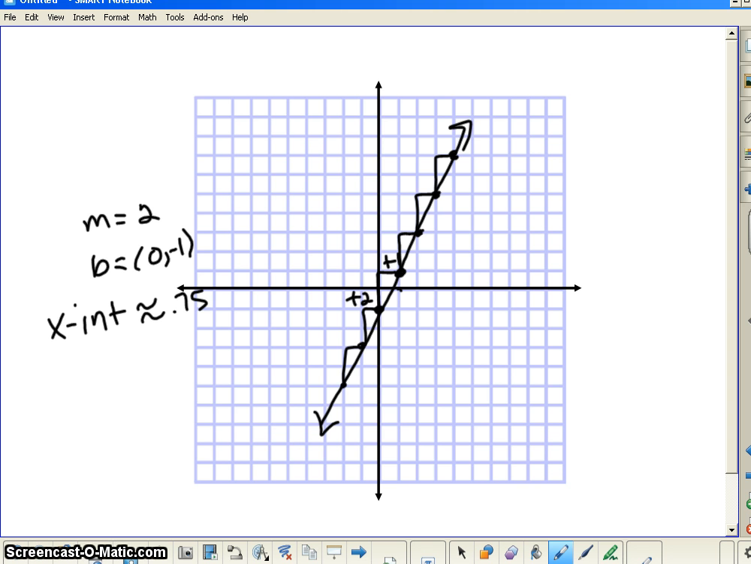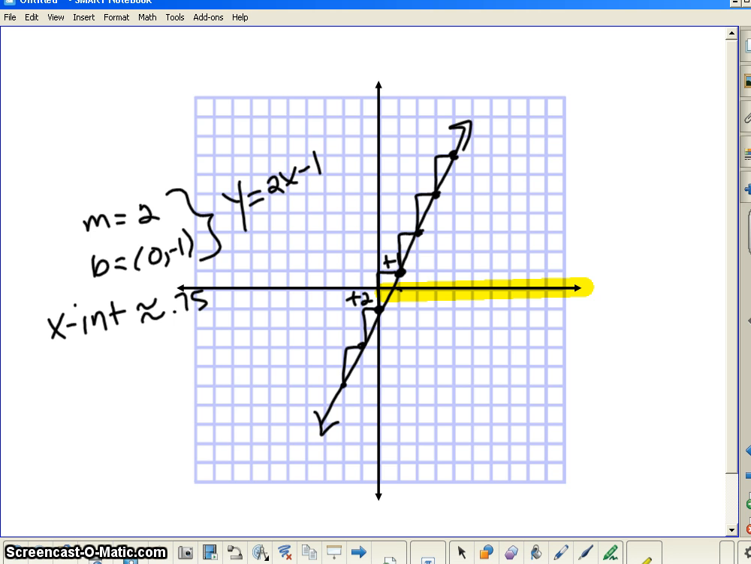All right, let's write the equation. Take these two, write the equation of the line. 2x minus 1. So if I have a graph to write the equation, I just need to identify slope and y-intercept. The x-intercept can be found by looking at the graph. Where does it cross x?